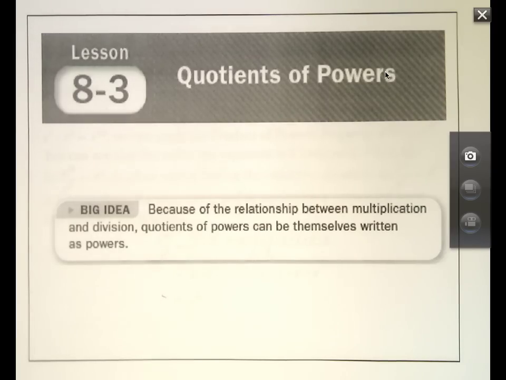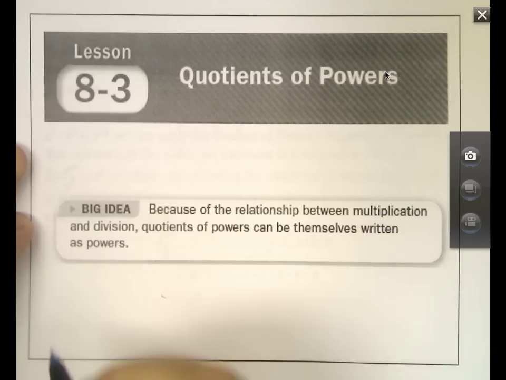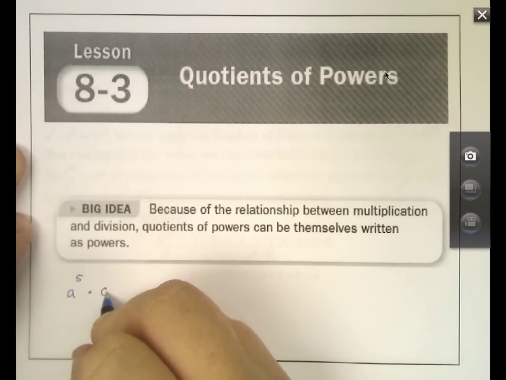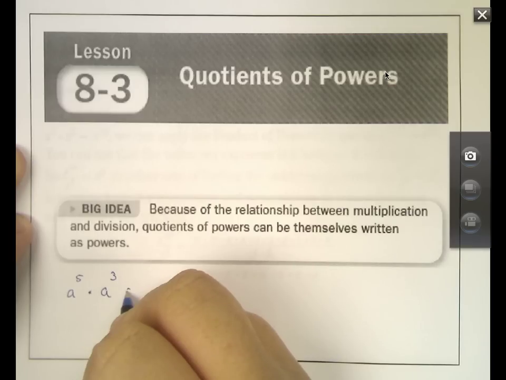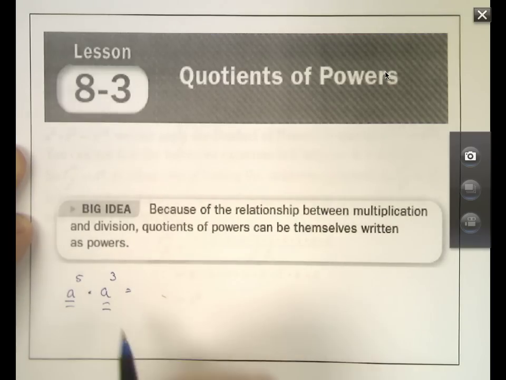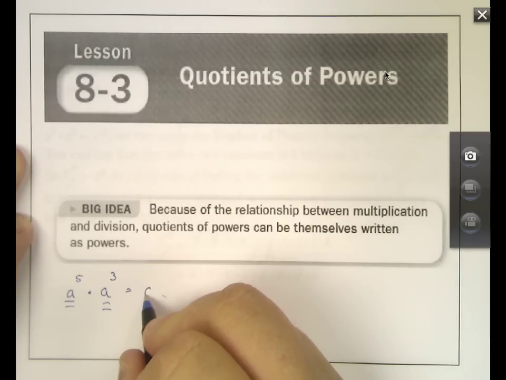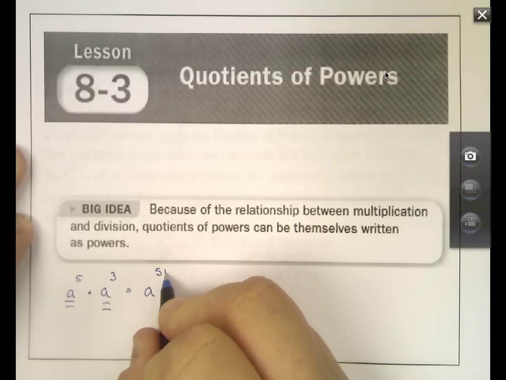All right, so today we're going to talk about 8-3, quotients of powers. The big idea for this is because of the relationship between multiplication and division, quotients of powers can themselves be written as powers. What I want you to notice is yesterday we did 8 to the 5th times 8 to the 3rd, and as long as these two bases were the same, what did we do with our exponents? Well, what you should be saying right now is we added our exponents.